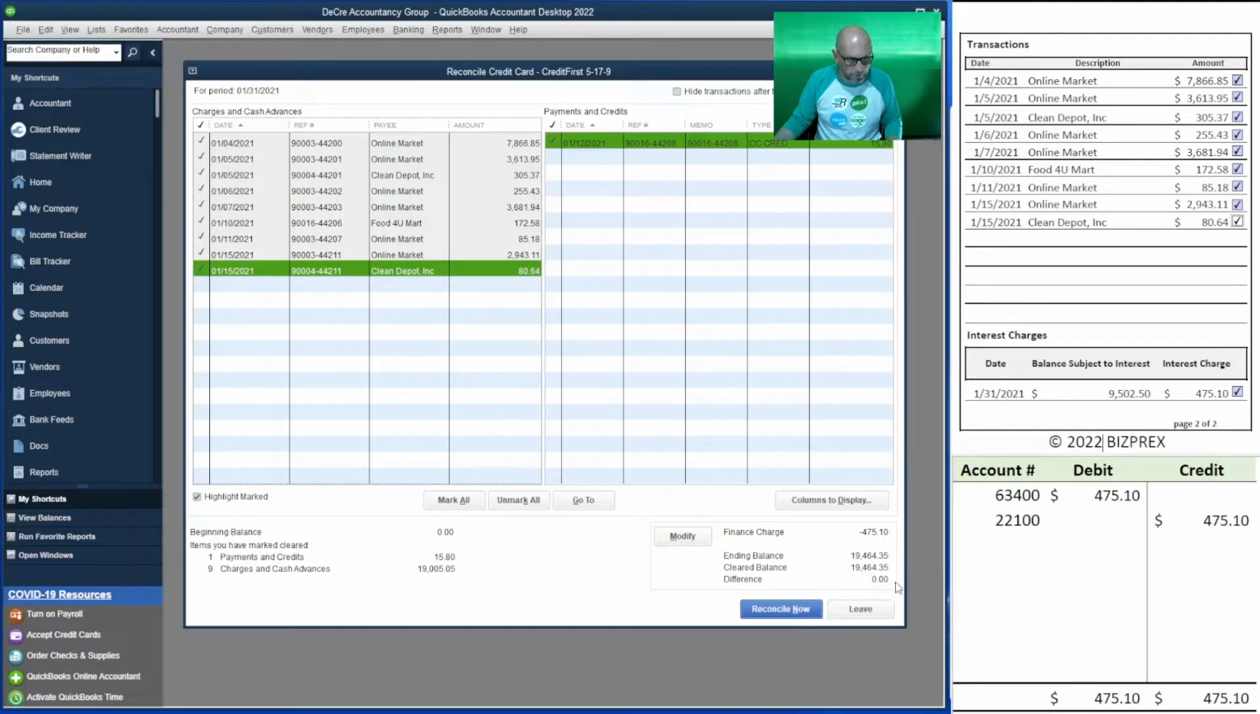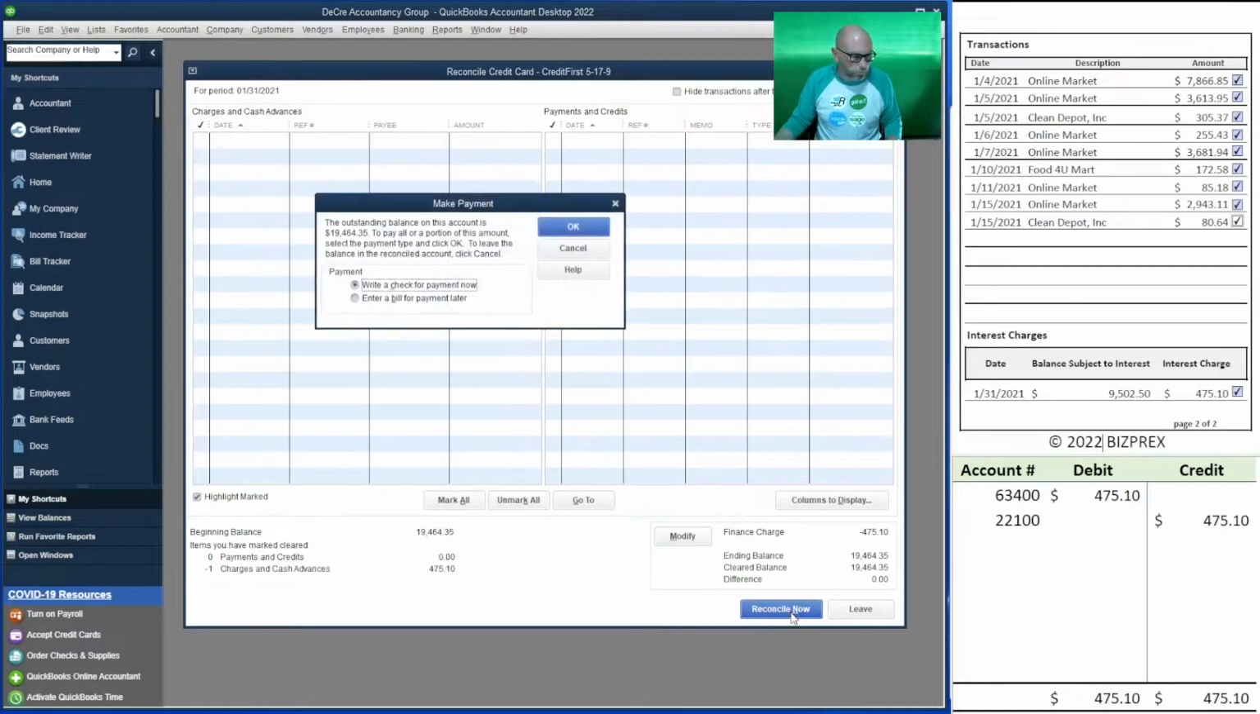See, the objective is to have a difference of zero right here. If you have zero right here, that means you did it. If not, something is off. So we're done. We're going to click reconcile now. We're not going to write the check payment for this right now. We're going to do it later. So we can just click cancel.